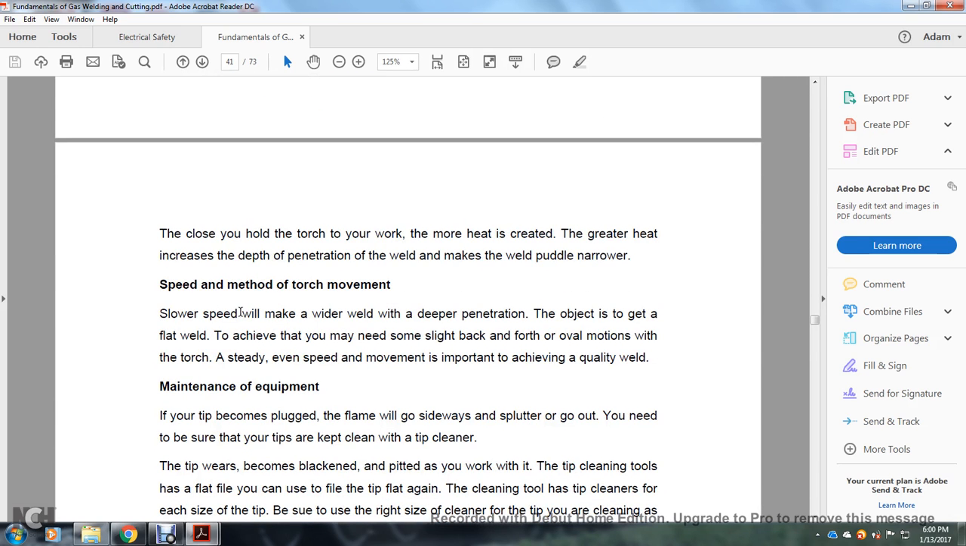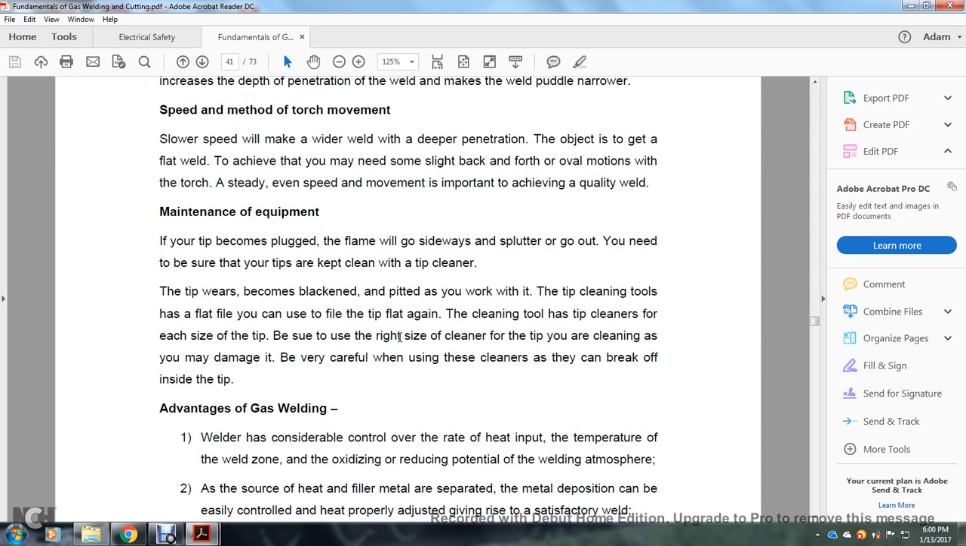Speed and method of the torch movement. A slower speed will make a wider weld with deeper penetration. The object is to get a flat weld, and to achieve that you may need a slight back and forth or circular motion of the torch. A steady, even speed of movement is important for the quality of the weld.